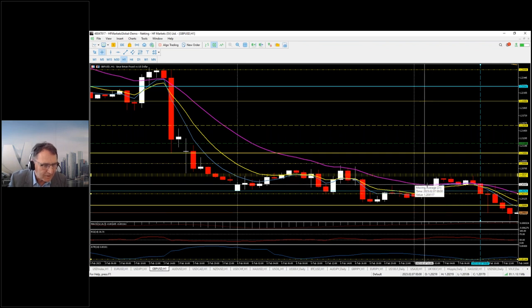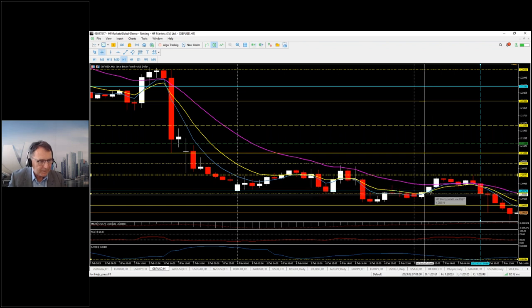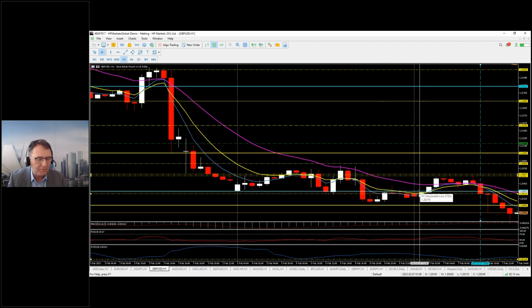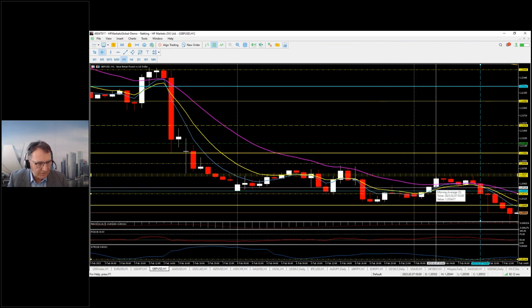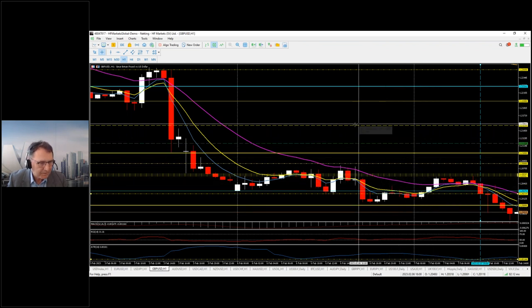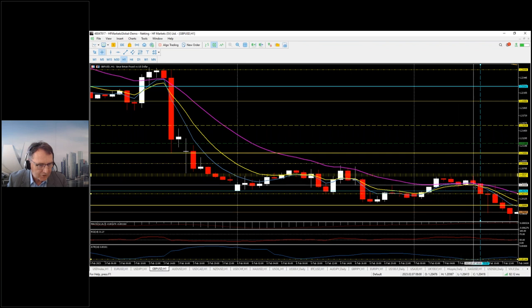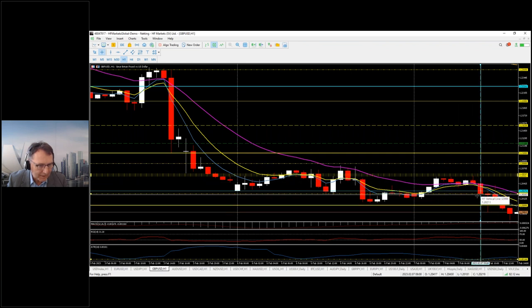Except the 20 period was flat. It wasn't angled. Okay. We're looking for angles all the time, the slope of the moving average. So that would have been a long entry here on that candle there, which hasn't worked out, has it? We would have had our stop loss down here, but we would have been stopped out there.